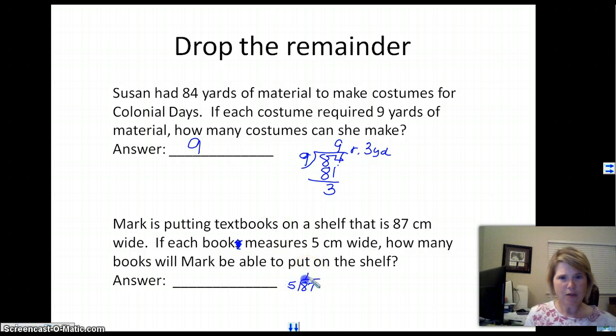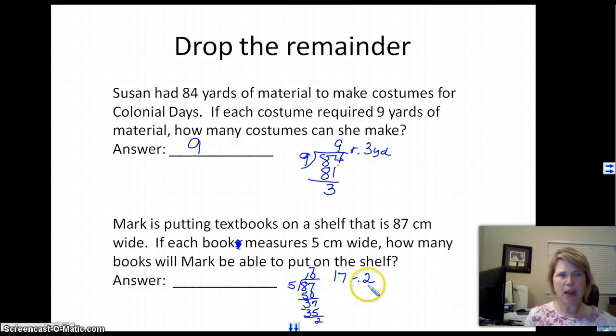I can make 10 groups. That's 50. With 37 left over, I can make 7 more. 35 with 2 left over. So my answer is 17 remainder 2. But let's take a look at what the question is asking. How many books will Mark be able to put on the shelf? Okay, well I know I can put 17 on the shelf.